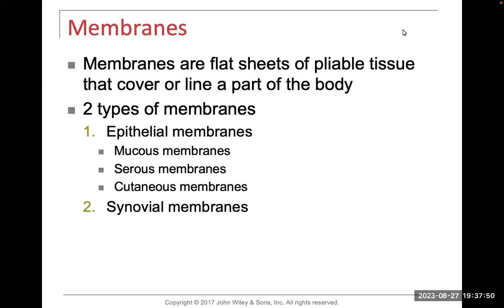Welcome back. Let's take a look at membranes. Now, membranes are flat sheets of pliable tissue that cover or line parts of the body. And there's two types of membranes. One are epithelial membranes, and two are synovial membranes. Now, under epithelial membranes, we have mucous membranes, serous membranes, and cutaneous membranes. Let's take a look at these.